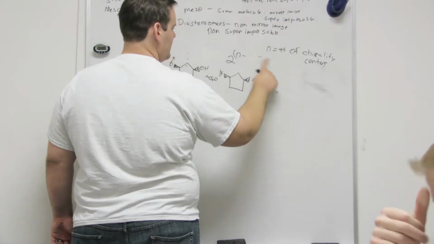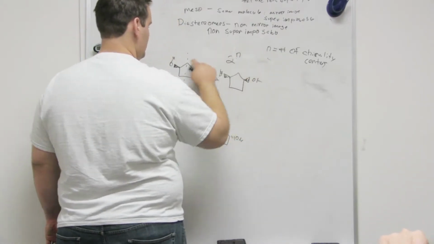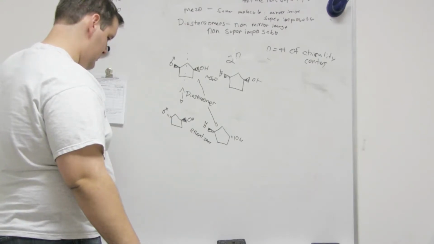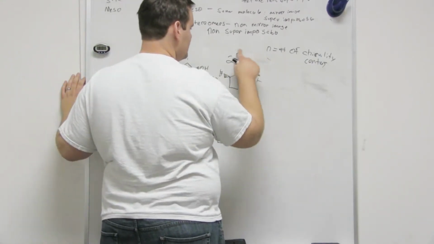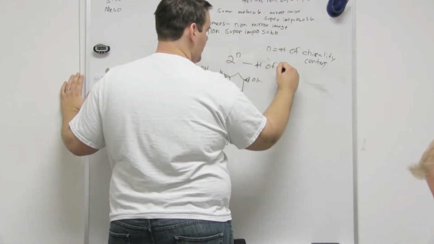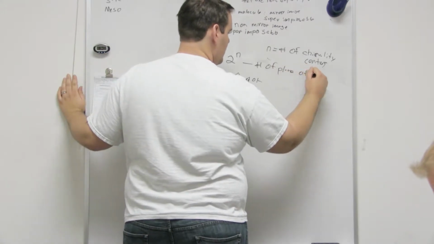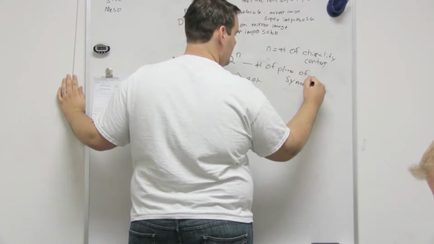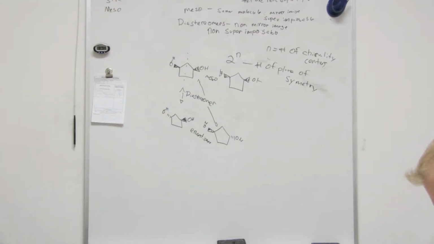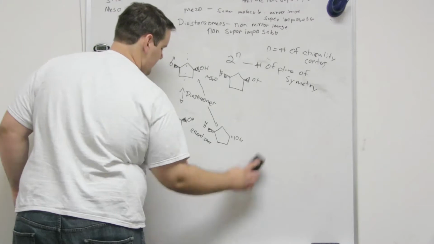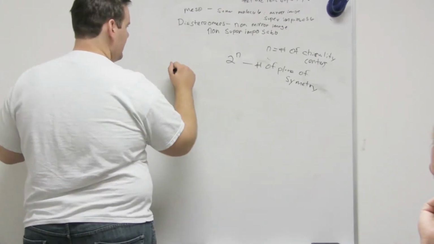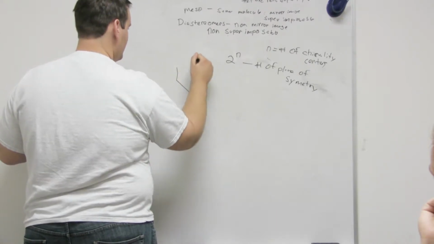Oh wait, I don't want to do that. We haven't got that far yet. Exciting, I know. Actually, it's 2 to the n minus the number of planes of symmetry, so it's not n minus the whole thing. If I gave you this molecule, actually let me do a different one, and its number of possible planes of symmetry.